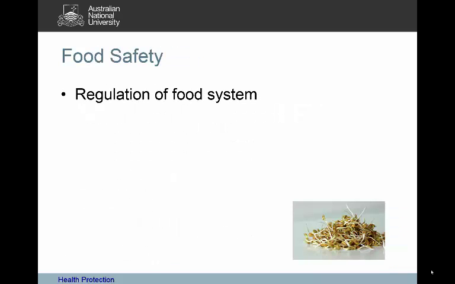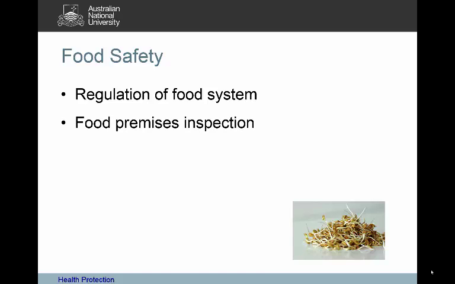In terms of food safety, regulation of the food system is quite complex and well established. Food is a big business, and food is a globally distributed commodity. It doesn't respect borders. It travels internationally more than people. And even in Australia, it doesn't respect borders. So while we have health protection oriented legislation in each state and territory, they are generally harmonised because of the movement of food. So the regulation of the food system is quite complicated.